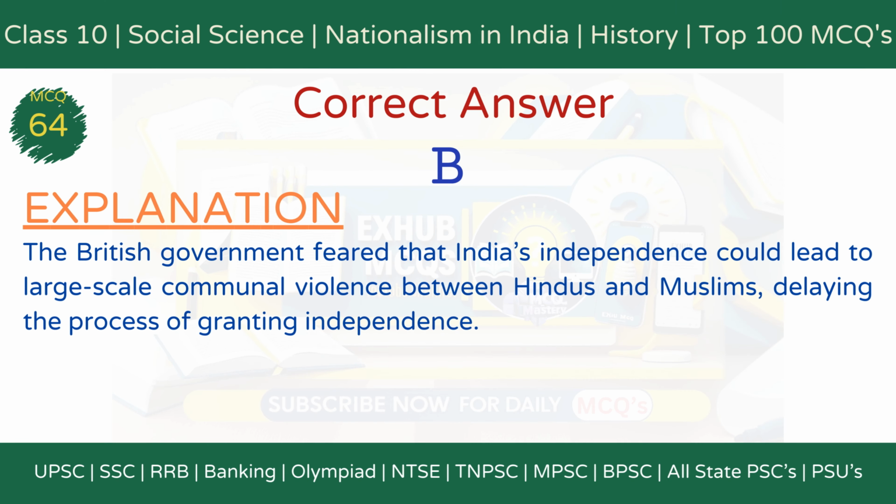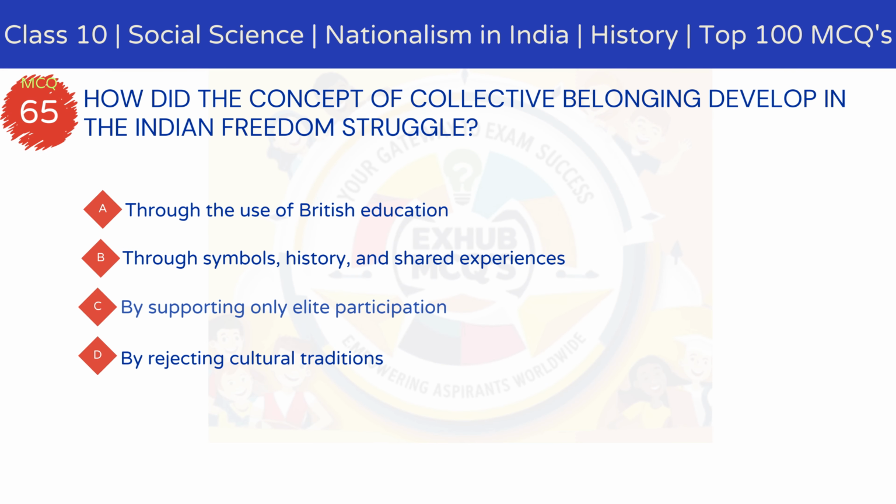The correct answer is option B. They feared communal violence and instability. Explanation: The British government feared that India's independence could lead to large-scale communal violence between Hindus and Muslims, delaying the process of granting independence.